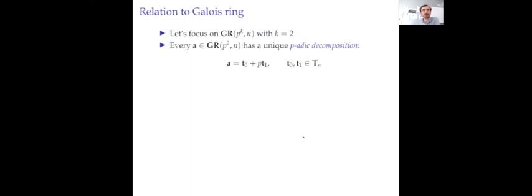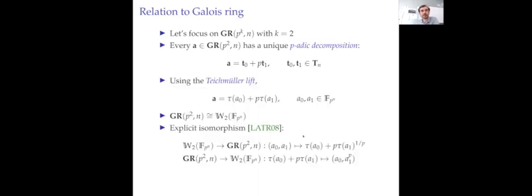Now, the relation: how does this relate to what I talked about previously? These Witt vectors are basically isomorphic to the Galois ring. I think maybe I should not go into too much detail, but what you can do is, if you have your Witt vector, you can just map it to this Galois ring by basically lifting these two field elements into the ring.